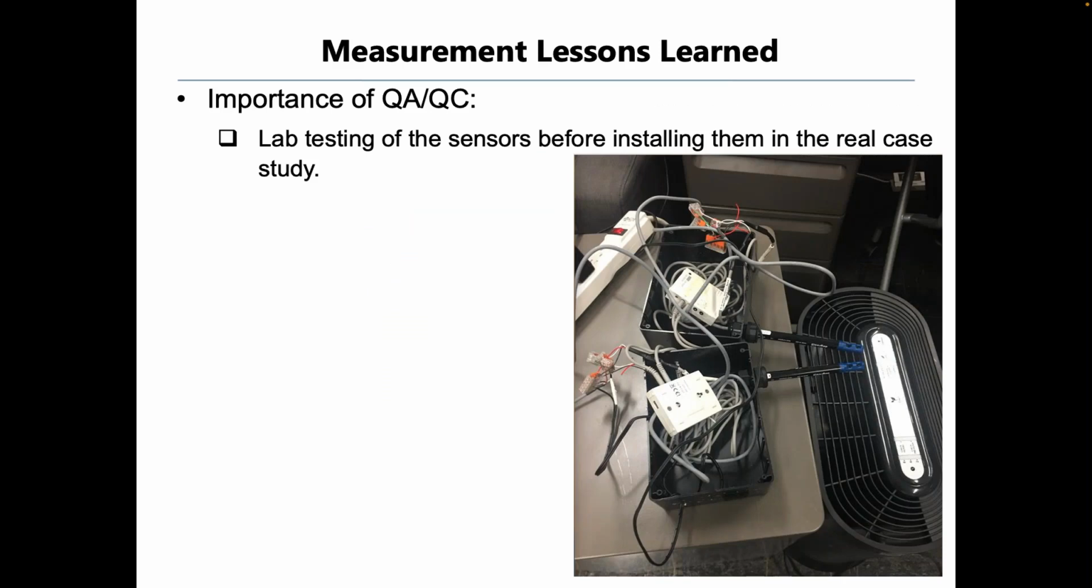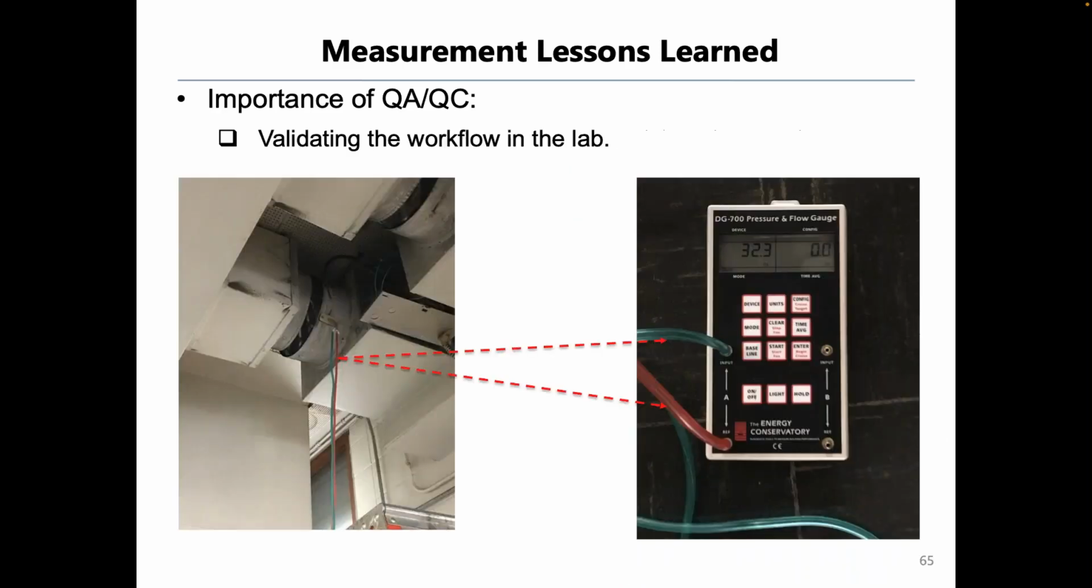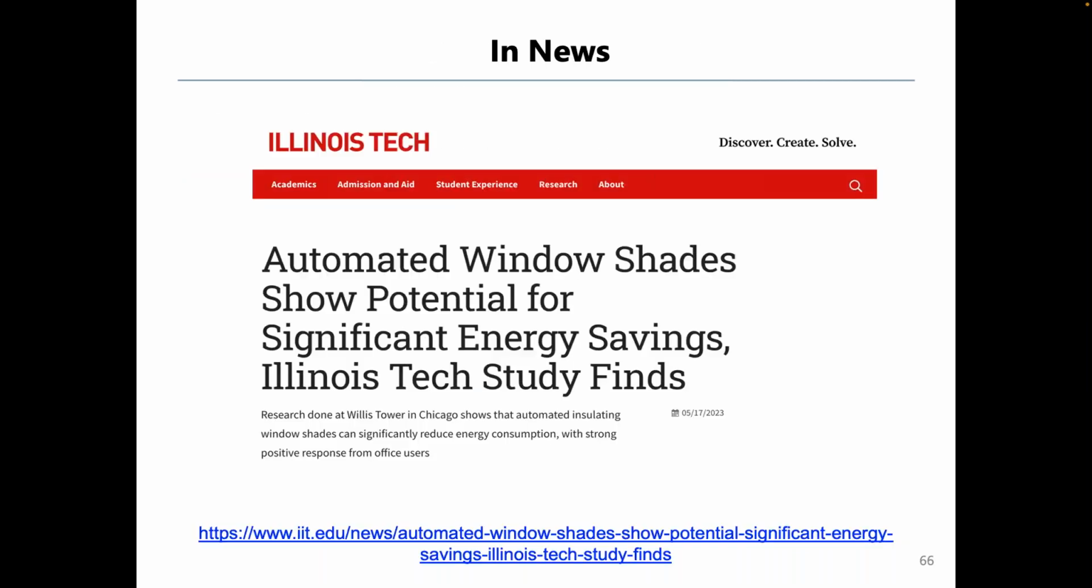The other thing would be good quality control. So we did some quality controls in the lab. These are the 2 anemometers we tested in the lab, and we realized one of them was not working. So a lot of times it's good to double check the instruments before installing them for a long-term study. We also tested our approach for differential pressure in the lab. We had a VAV box in the building, and we tested in our lab to validate our findings.